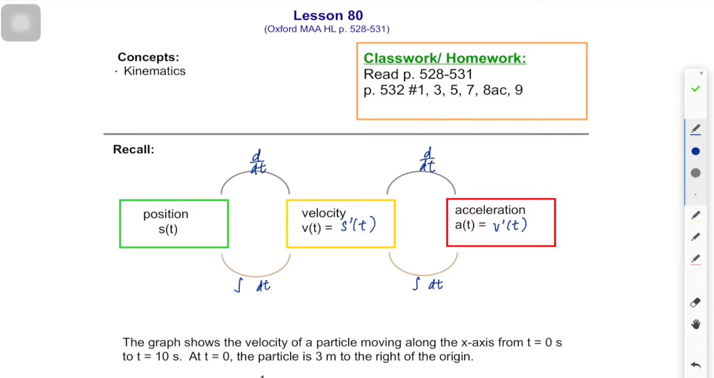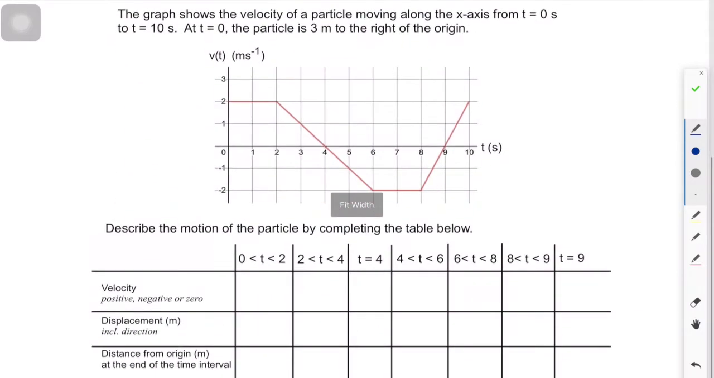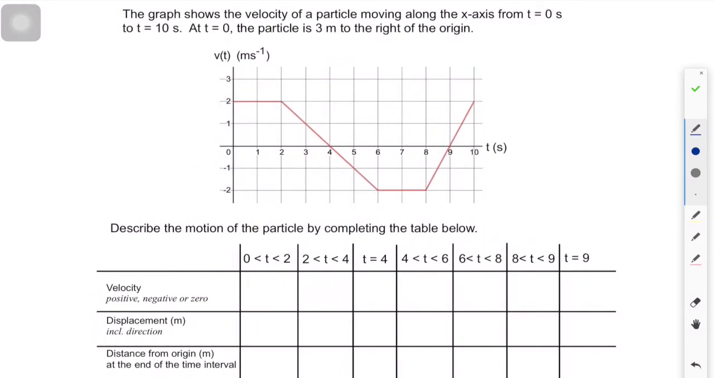Also, as a warm-up, here is a graph that shows the velocity of a particle moving along the x-axis from t equals 0 seconds to 10 seconds. At the beginning, when t is 0, the initial position of the particle is 3 meters to the right of the origin. So we would like to describe the motion of this particle by completing the table below.